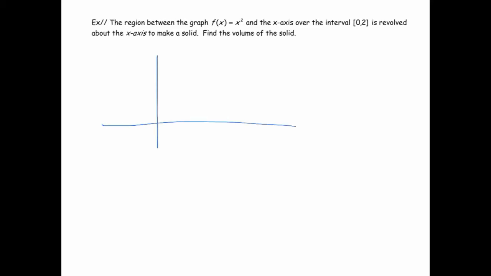So x squared looks like this. You're going to need a decent enough picture. We're considering the region between the x-axis and the curve on the interval 0 to 2. So this region here, we're going to be rotating that around the x-axis. I indicate that with a little arrow like that. So our goal is to find the volume of the solid.